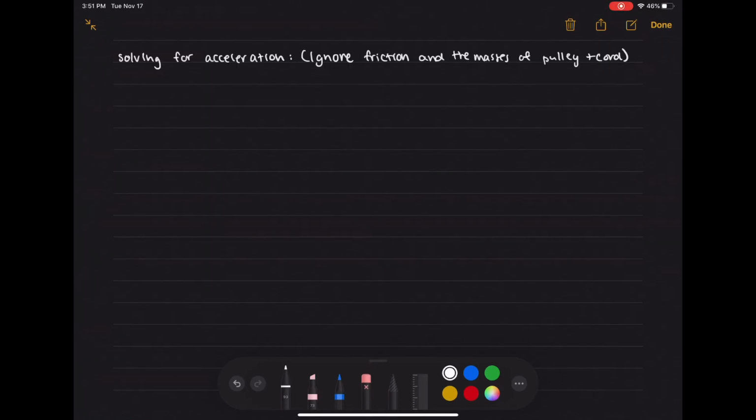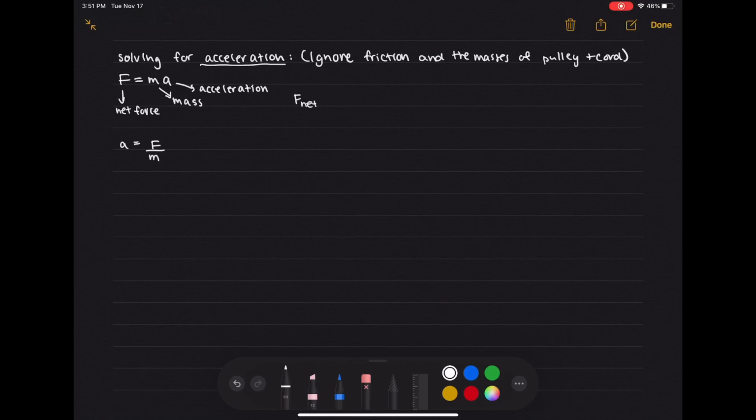Now we will use Newton's second law to find the formula for acceleration of the system and the tension in the rope. We will be ignoring friction and the masses of the pulley and cord. Newton's second law is force equals mass times acceleration, and we can use the net force and the mass to find acceleration. So by rewriting the equation isolating acceleration, we get a equals net force divided by mass.